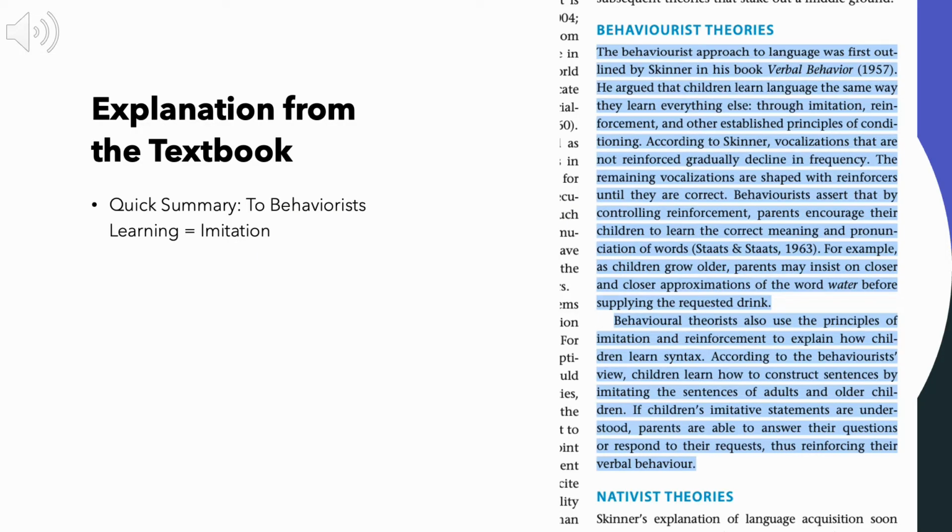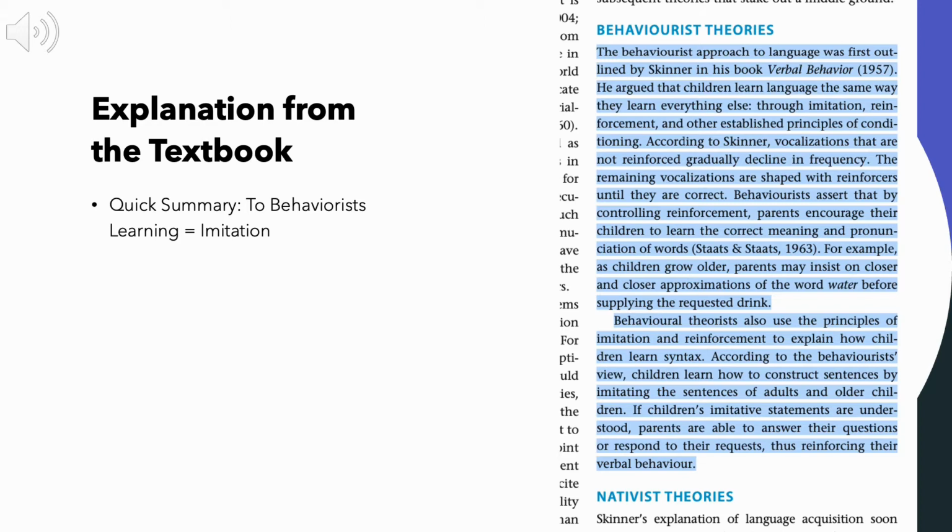Explanation from the textbook. The behaviorist approach to language was first outlined by Skinner in his book Verbal Behavior, 1957. He argued that children learn language the same way they learn everything else, through imitation, reinforcement, and other established principles of conditioning. According to Skinner, vocalizations that are not reinforced gradually decline in frequency. The remaining vocalizations are shaped with reinforcers until they are correct.